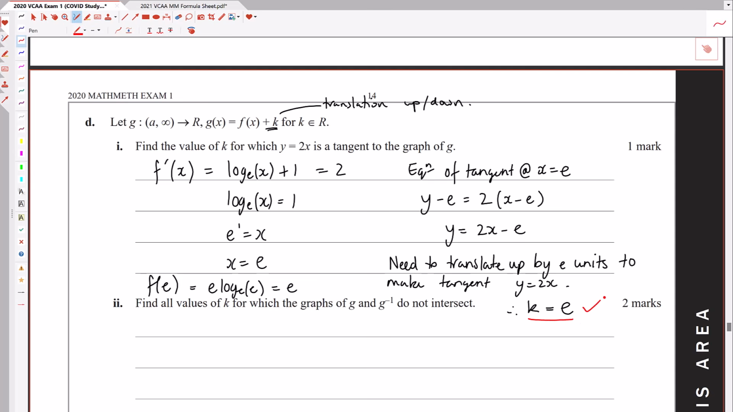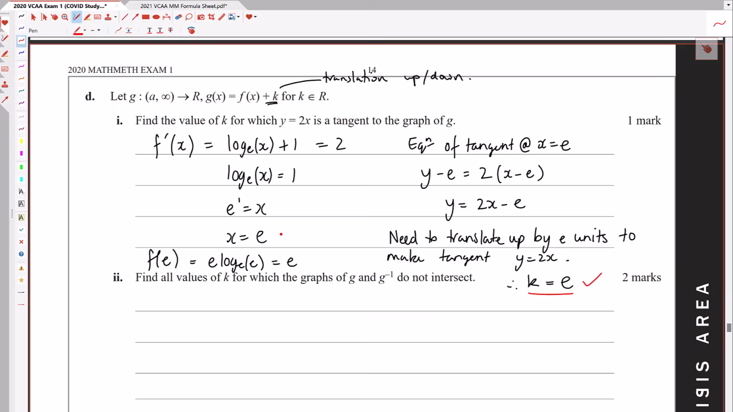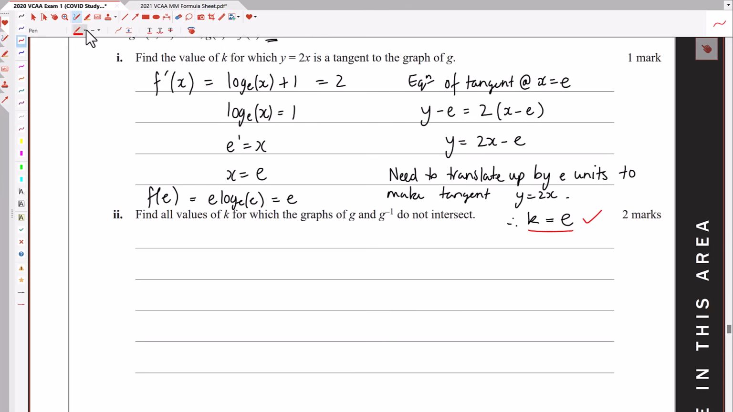So it's quite a bit of work and thinking for 1 mark, but again, like I said in the previous question, I tend to get a bit stingy with the marks later in the paper.